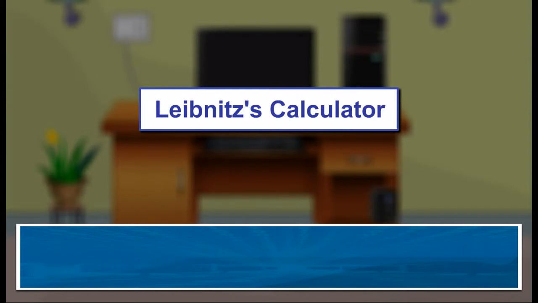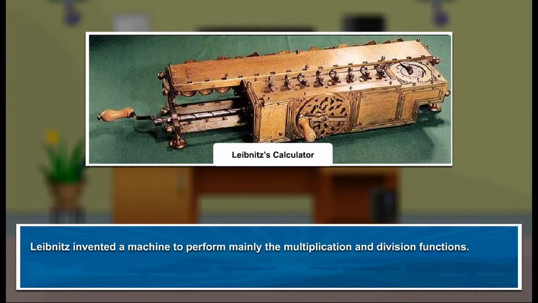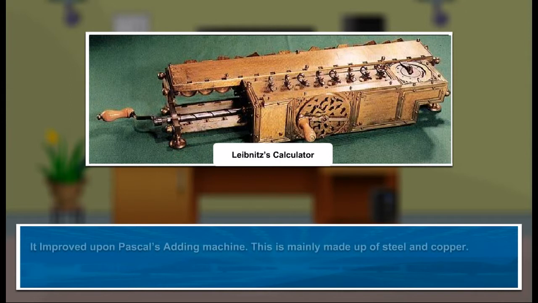Leibniz Calculator. Leibniz invented a machine to perform mainly the multiplication and division functions. It improved upon Pascal's adding machine. This is mainly made up of steel and copper.